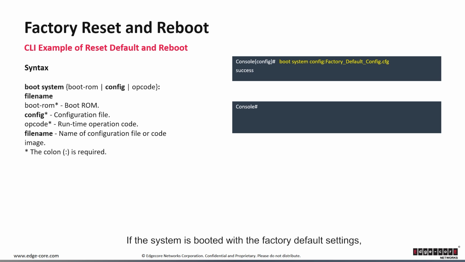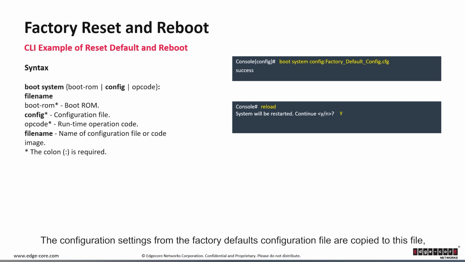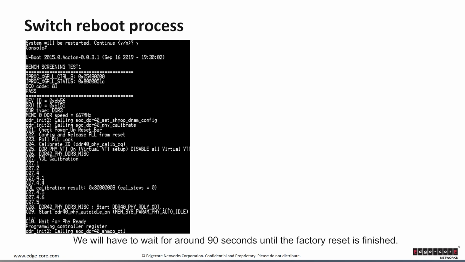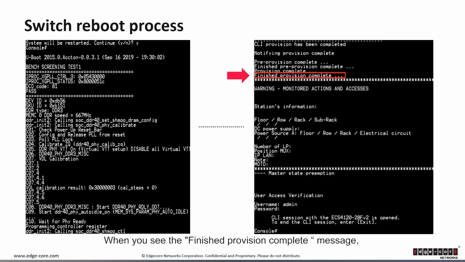If the system is booted with the factory default settings, the switch will also create a file named startup1.cfg that contains system settings for switch initialization. The configuration settings from the factory default configuration file are copied to this file, which is then used to boot the switch. We will have to wait for around 90 seconds until the factory reset is finished. When you see the Finished Provision Complete message, you can use the default username and password to log into the switch. They are both admin.